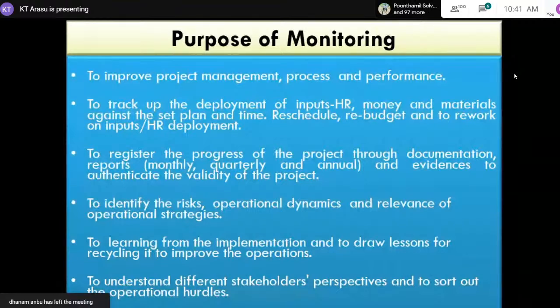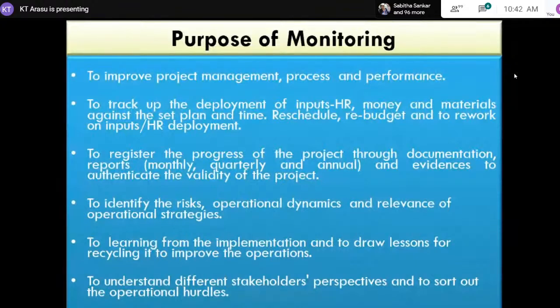Then register the progress. We need to register the progress because our human memory is very short. Institutional memory is also very short. So we have to document the progress for the benefit of others, for the donor, for other stakeholders, for your own institutional memory, for your own learning. All these things are part of it. This registration involves a lot of documents. These documents need to be consolidated every month, so that the data captured through various activities are documented in various documents.